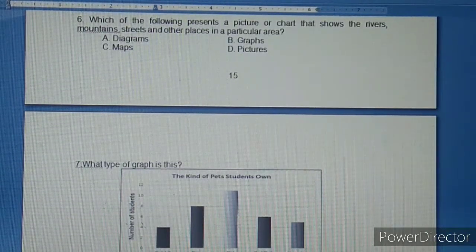Now let's continue. Number 6. Which of the following presents a picture or chart that shows the rivers, mountains, streets, and other places in a particular area? A. Diagrams. B. Graphs. C. Maps. D. Pictures. The correct answer for number 6 is, of course, letter C. Maps.